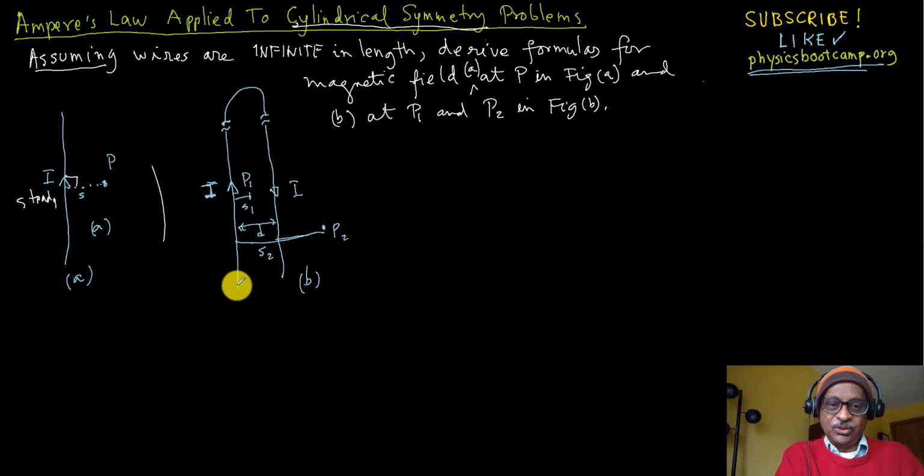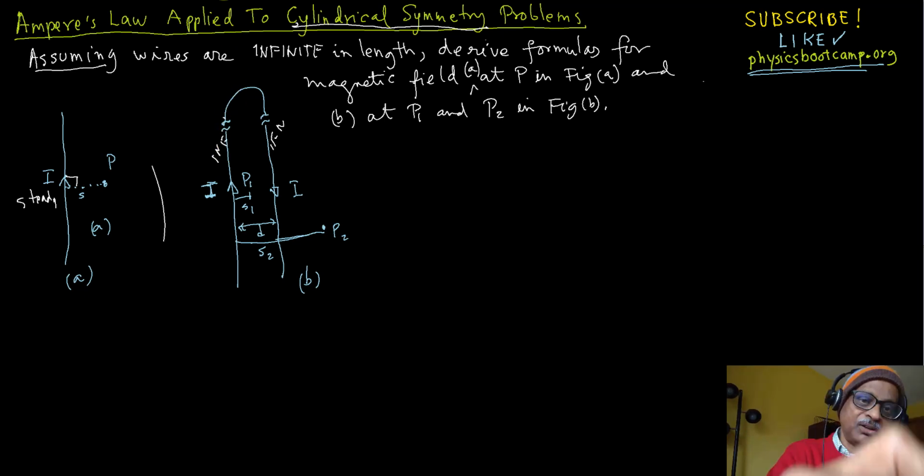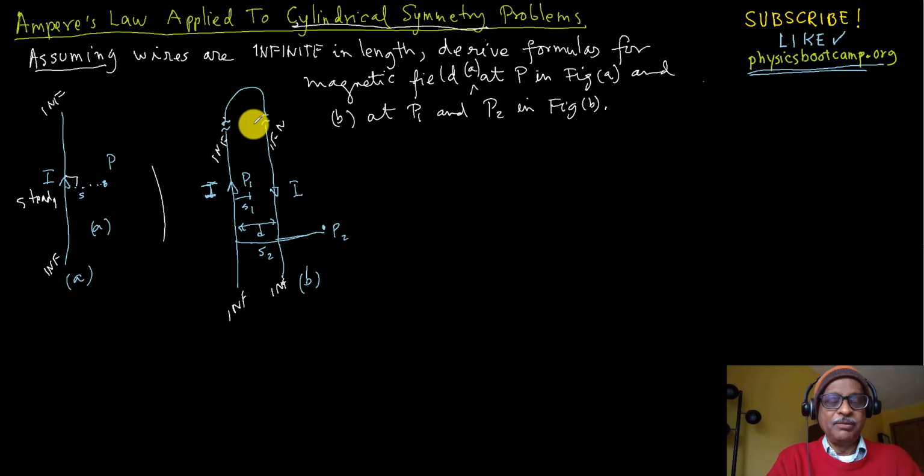Now, this wire goes up, and this is also considered infinite. This is infinite, and this is also infinite. That's why there's no break in the wire, but that just signifies this goes on for a long distance. And then this is infinite on this side, infinite on this side, and this one is infinite on this side and infinite on this side.